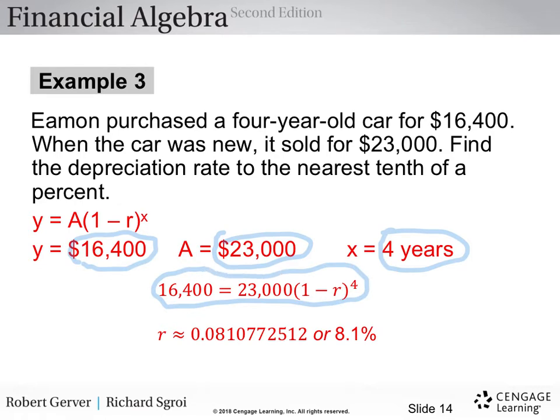Now, if I divide both sides by 23,000, take the fourth root of both sides, and then set 1 minus r equal to whatever this comes out to be, and then solve for r, I come out with r equaling 0.0810772512, or approximately 8.1%.